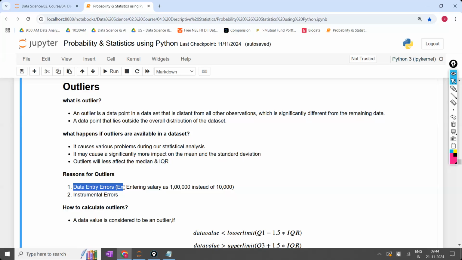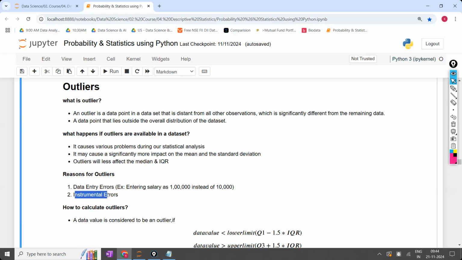Now, is that a wrong entry? No, it really happened. If it really happened, what do we have to do? That is a different matter. If it is wrongly entered, then we are going to treat it. Okay, we'll discuss everything one by one. First, the reasons are clear now. Sometimes data entry mistakes will be there, sometimes it really happens abnormally, and sometimes instrumentation mistakes also will be there.